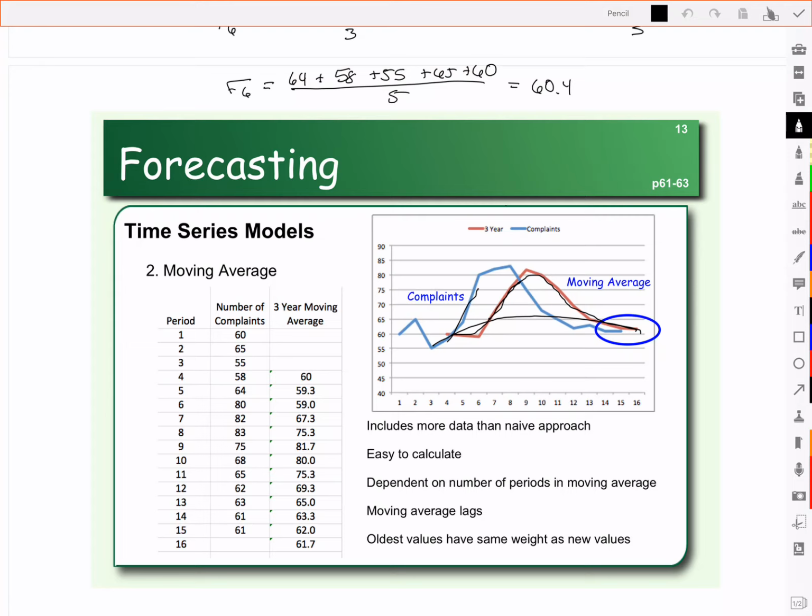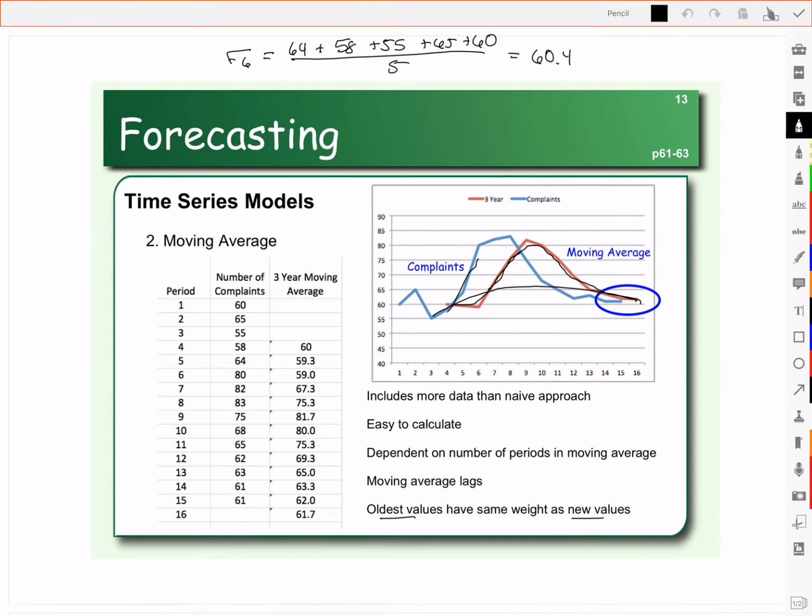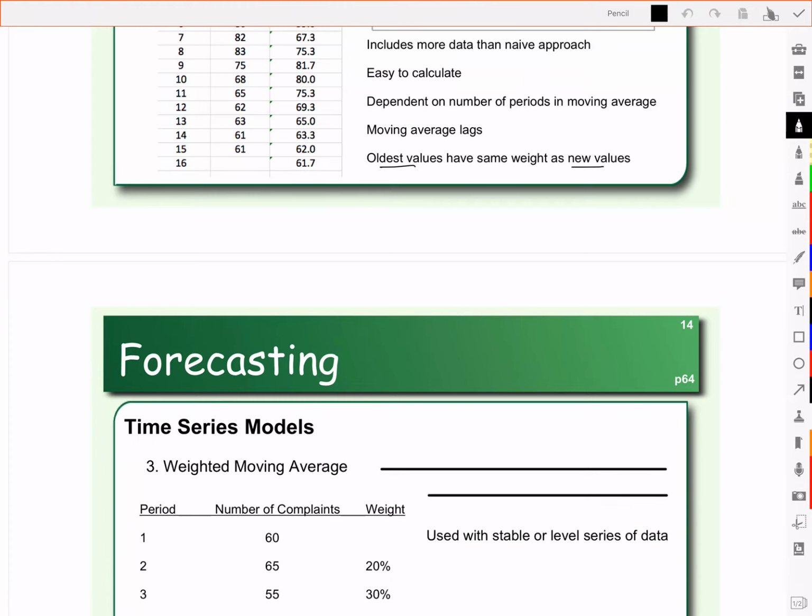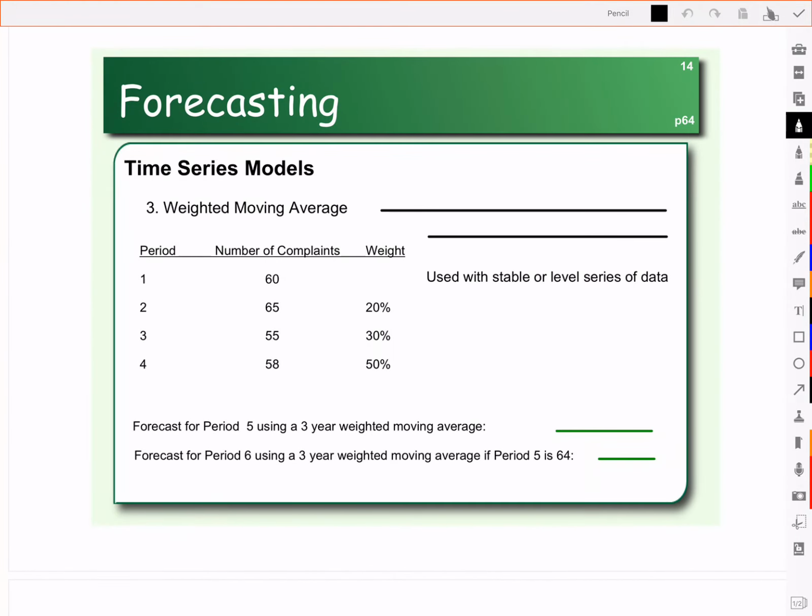Now, when we do a moving average, the old values and the new values have essentially the same weight, right? In a 5-period moving average, everything is a fifth of the weight. This brings us to a different approach, which is the weighted moving average. The weighted moving average is just like the moving average, but we can put more emphasis on more recent periods. So we can change the weighting of the data and more heavily weight more current information, because that's more likely to represent what will happen going forward than things in the distant past.